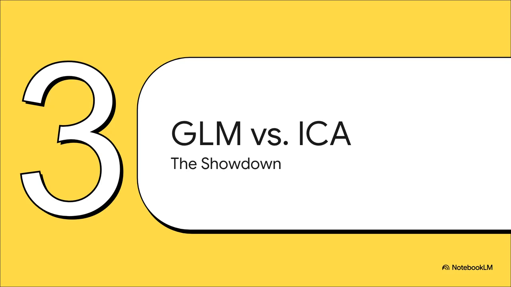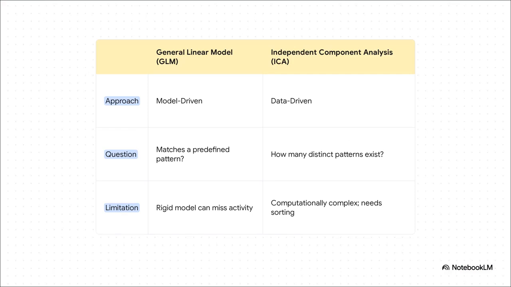Okay, so now that we've met both contenders, let's put them side by side and really hammer home the difference here. This comparison really gets to the heart of it. GLM is model-driven. It asks a really specific yes or no question about a pattern you've already defined, and it asks it at every single point in the brain. Its biggest weakness? That rigid one-size-fits-all model. ICA, on the other hand, is data-driven. It asks a much more open-ended question. What are all the independent signals hiding in this entire data set? Its main hurdle is that it's just a bit more complex, and it gives you a bunch of components that you, the researcher, then have to interpret and sort through.